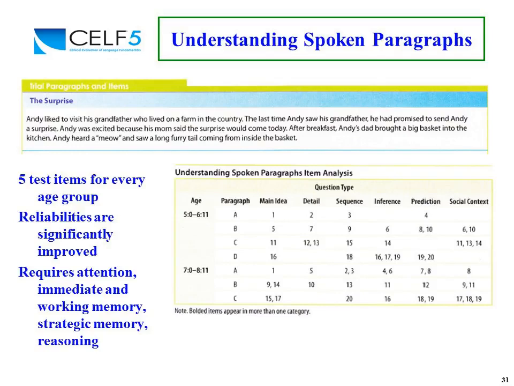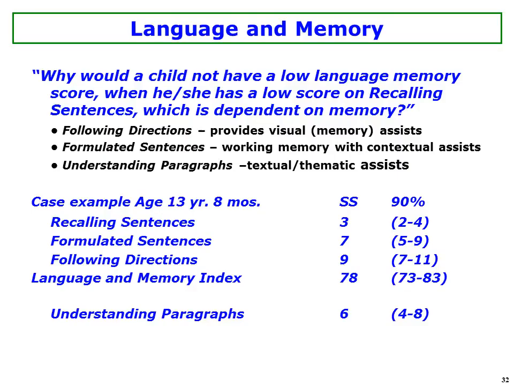And basically, somebody somewhere ought to make a study who has access to kids with ADHD, non-ADHD, language disorders, and so on, and take a look at performance patterns, because I think that's a very rich field. Now, then we get to a question that can be very important. Why would a child not have a low language memory score when he or she has a low score on recalling sentences, which is dependent on memory?